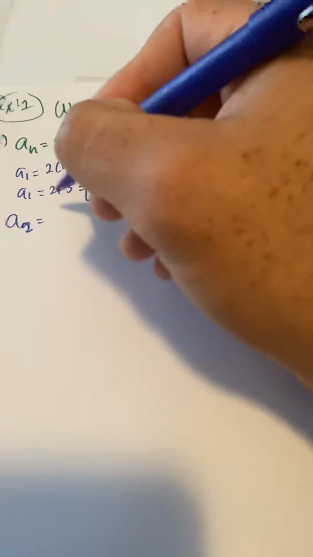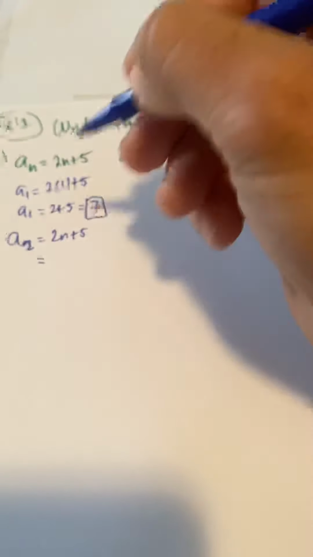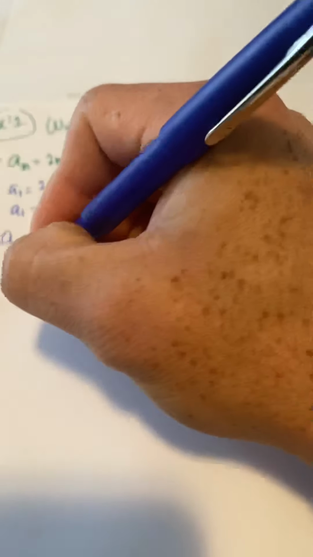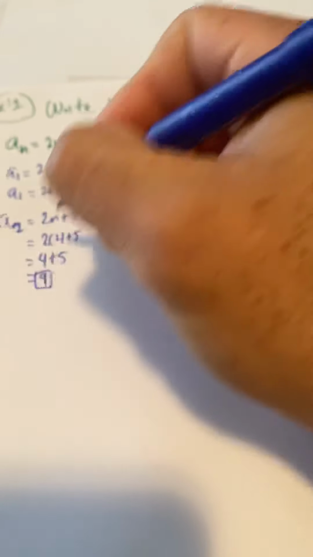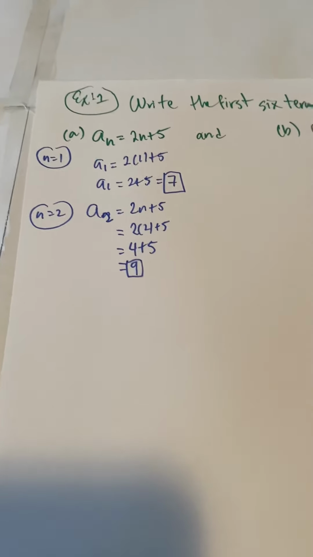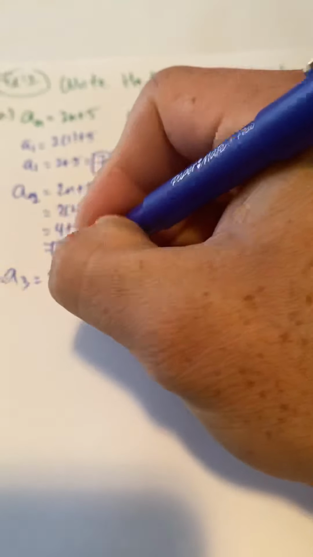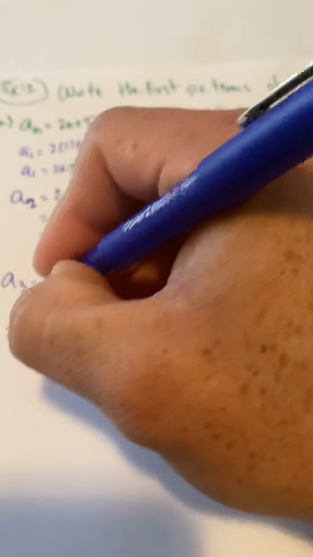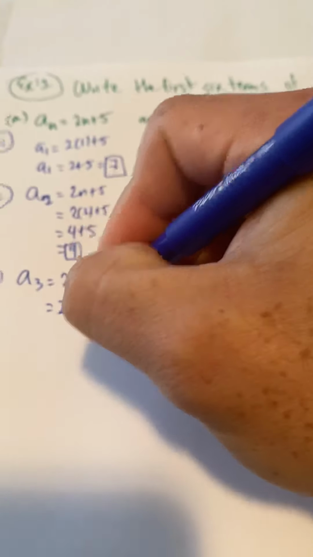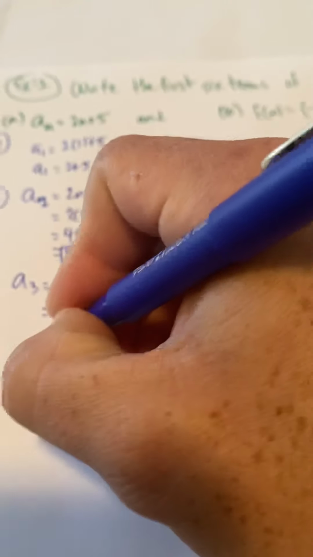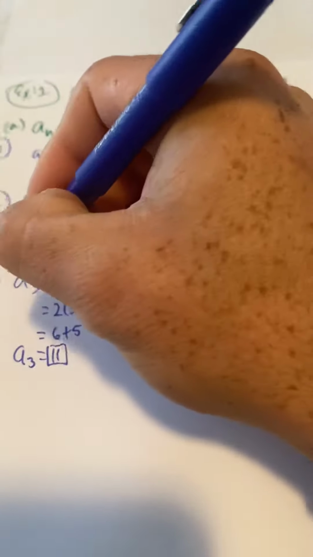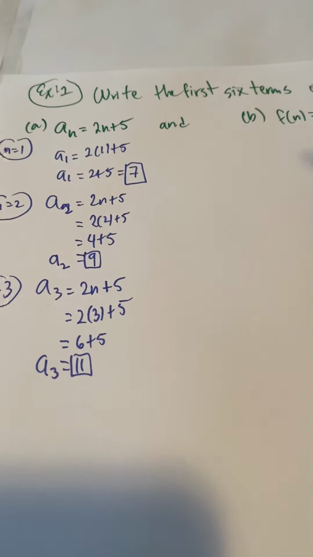So a2 will be what? 2n plus 5. So 2 times 2 plus 5 is equal to 4 plus 5, and that gives us 9. Again, all we're doing is finding the first 6 terms, so we're substituting the n value into our equation. In this case, n is 3. So we substitute 3 for n and calculate using order of operations. 6 plus 5 is equal to 11. So a sub 3 is equal to 11. a sub 2 was 9, and a sub 1 was 7.